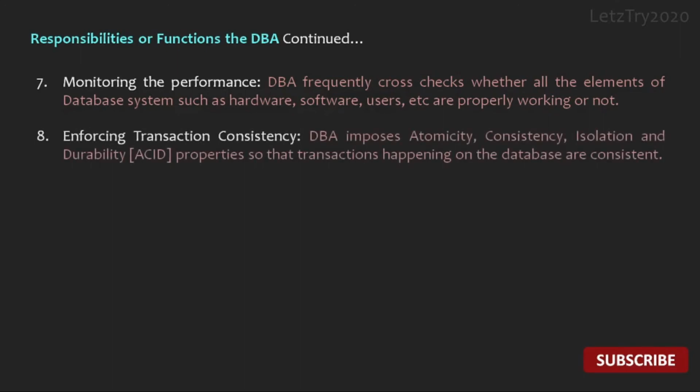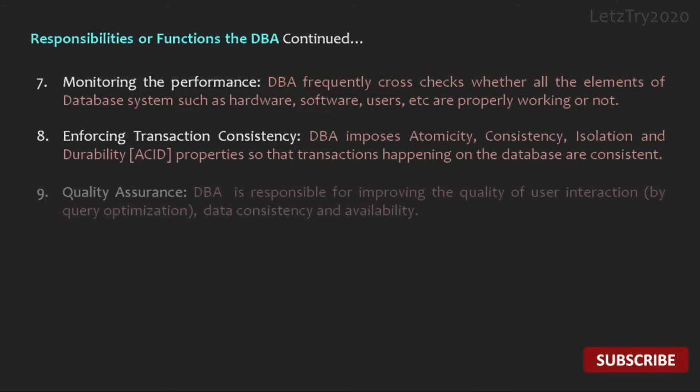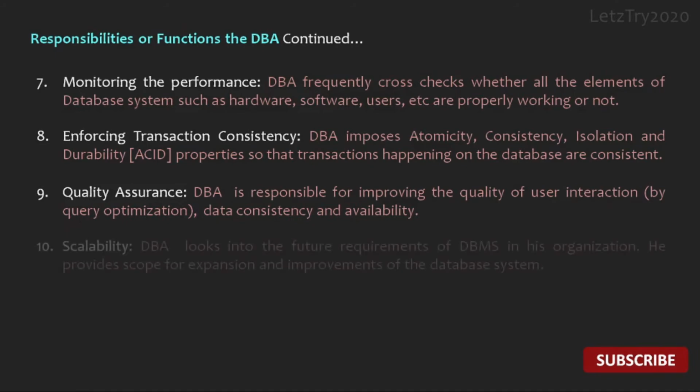Enforcing transaction consistency. The DBA imposes atomicity, consistency, isolation, and durability, that is, ACID properties, so that transactions happening on the database are consistent. Quality assurance. The DBA is responsible for improving the quality of user interaction by query optimization, data consistency, and availability.